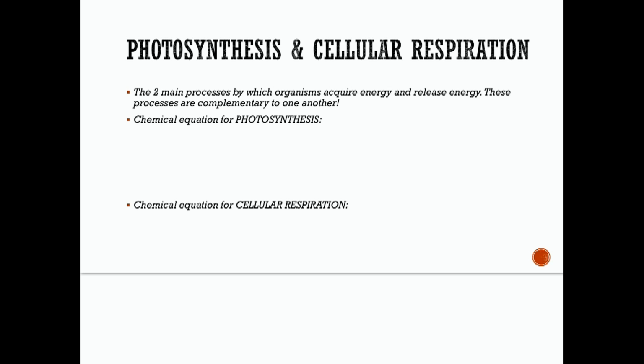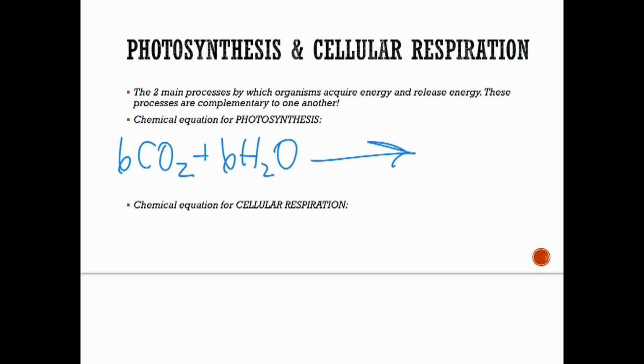So if you were to write the chemical equation out of that, it would be 6CO2, that's the carbon dioxide, plus 6H2O, there's your water, and it yields or produces, with the help from the energy from the sun, the glucose, which was C6H12O6, plus your oxygen gas, 6O2.